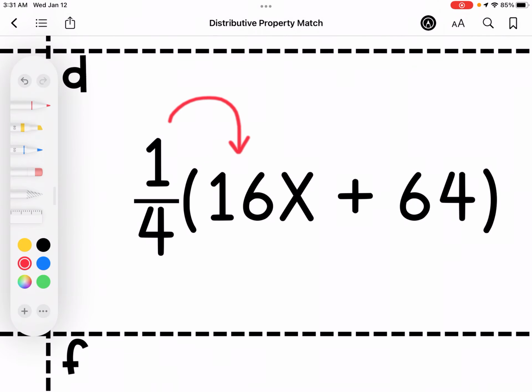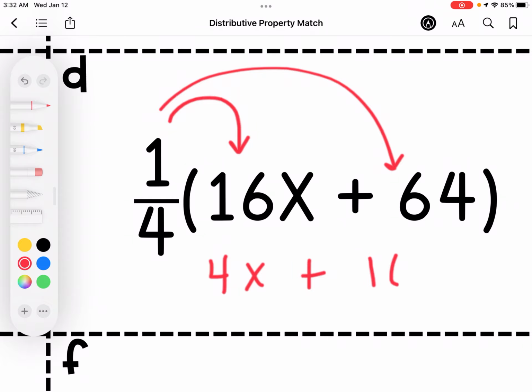1/4 of 16, or 16 divided by 4 is 4. Bring the x along for the ride. 64 divided by 4, or 1/4 of 64 would be 16. All right.